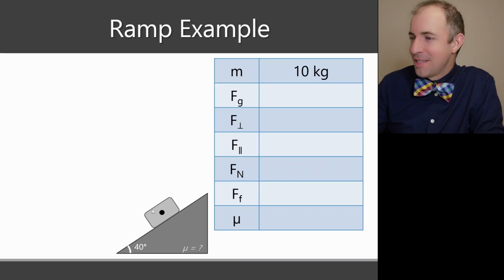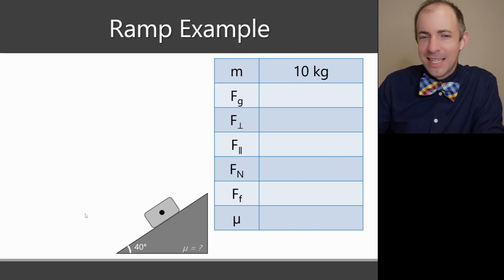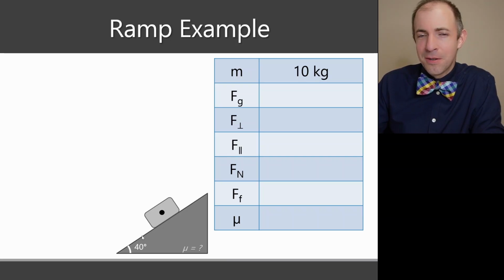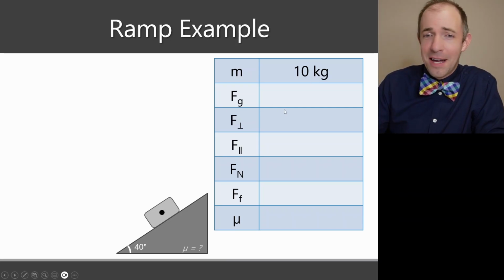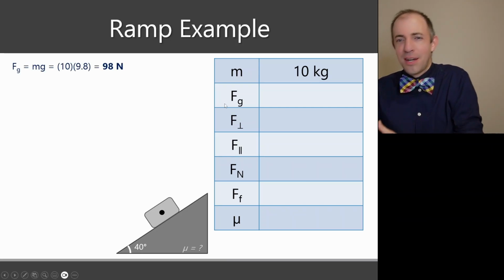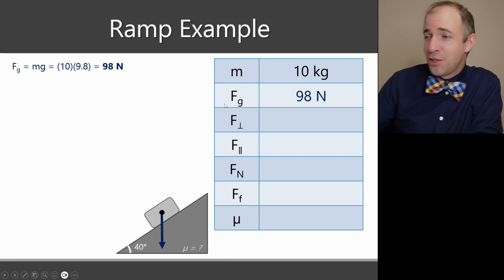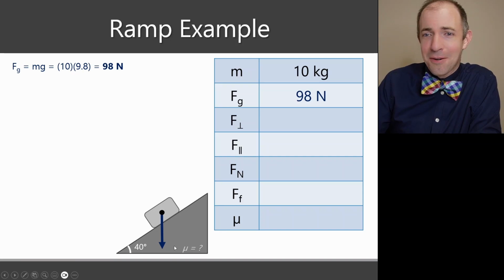Now, we have a situation here we're going to assume is equilibrium, where there's an object with a mass of 10 kilograms sitting on this incline of 40 degrees. I want to calculate what the coefficient of friction is going to be between that object and the ramp. First, we can solve for Fg. If I know the mass, Fg is just mass times gravity. 10 times 9.8 is 98 newtons. That Fg is perfectly straight down. It doesn't care where the ramp is.